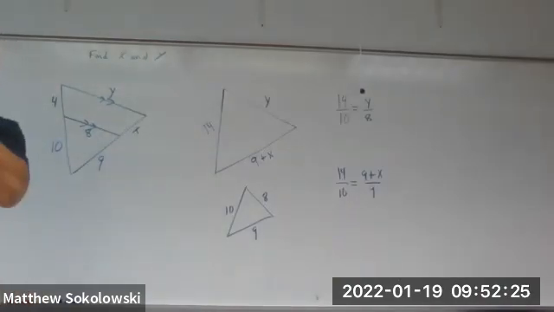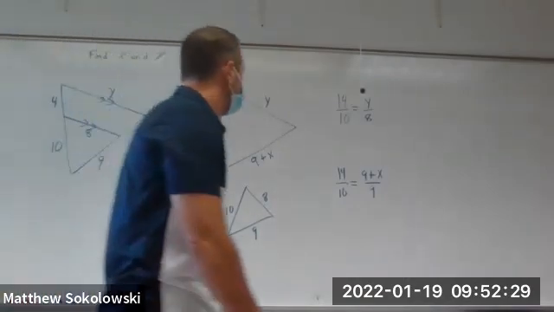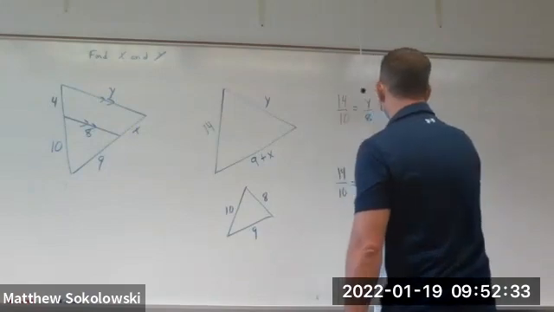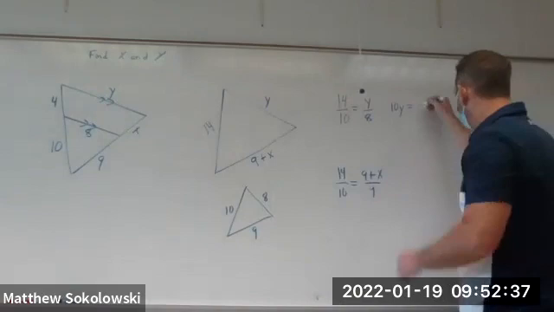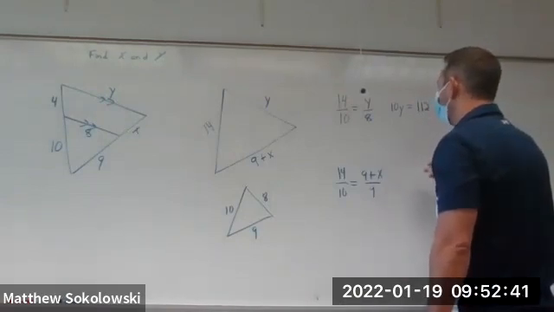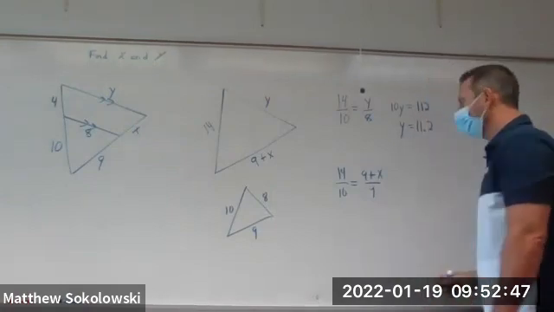Okay, questions on setting up the proportions? Now you just cross multiply. 10 times y is 10y. 14 times 8 is 80 and 32, 112. So I get y equals 11.2.